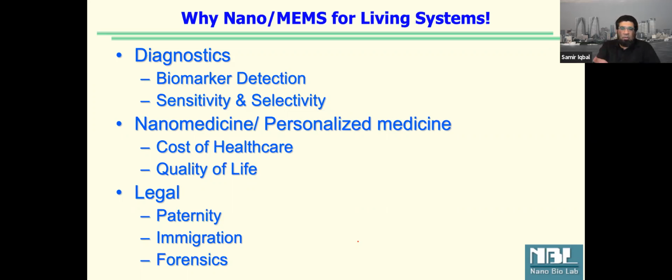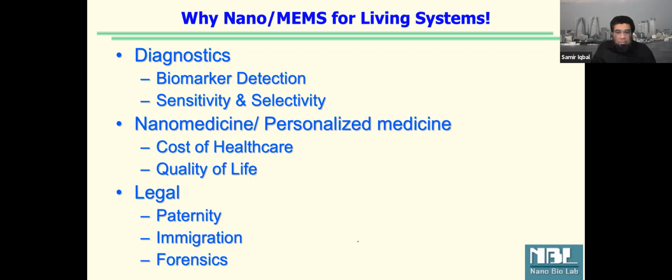So maybe they create a cocktail for a cancer patient, because their cancer cells would show certain properties. So they would then give the drug that attacks those properties. So that's the concept behind what we call nanomedicine. We want to, number one, make it very specific to the person, so the cost of healthcare comes down, the side effects become less, so the quality of life is not degraded too much.